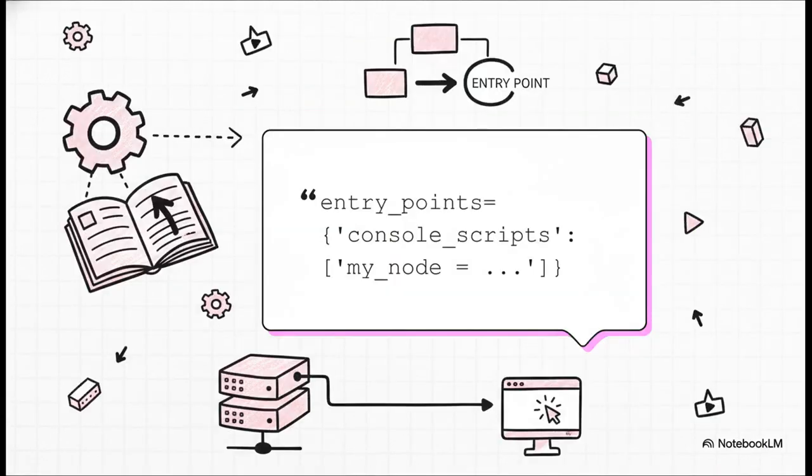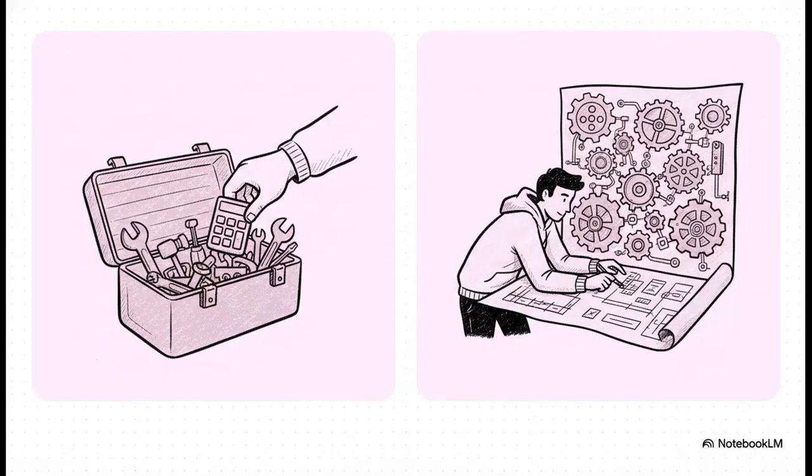The answer is in a special configuration file. You can think of it like an instruction manual or an address book for your entire project. This line of code you're looking at creates something called an entry point. And it's basically just a little note you leave for the system that says, hey, just so you know, when someone wants to run the program I've named my_node, the code they need to start with is inside this specific file. And this really shows the two ends of the spectrum, doesn't it?